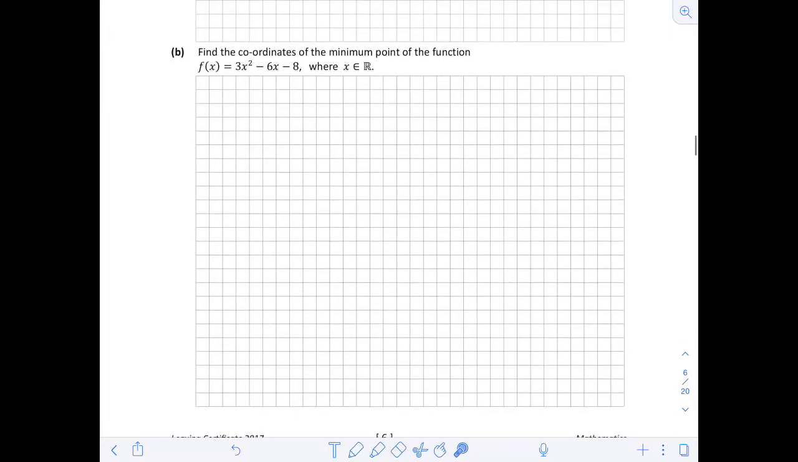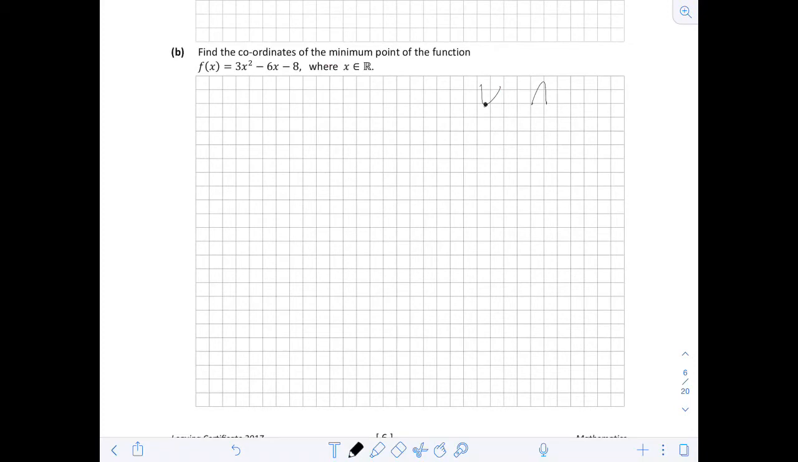So onto part B. Find the coordinates of the minimum point of the function f of x equals 3x squared minus 6x minus 8. If we were to draw it, would it be u-shaped or n-shaped? We take a look at the sign of this guy here, and he's currently positive. So if he's positive, we end up with a u-shape, which makes sense because we're talking about a minimum. So we're looking for the coordinates of that point down there.